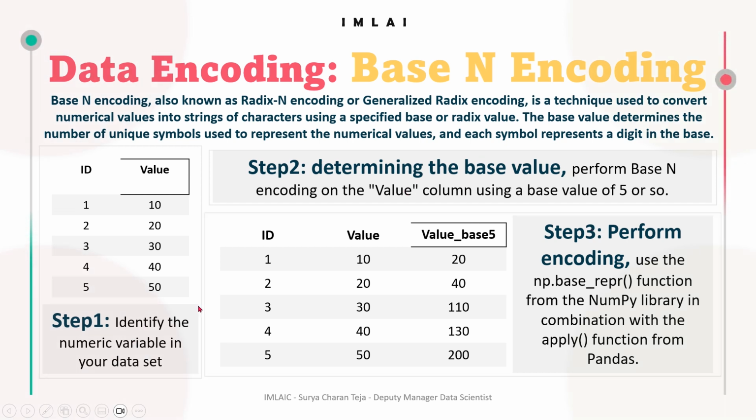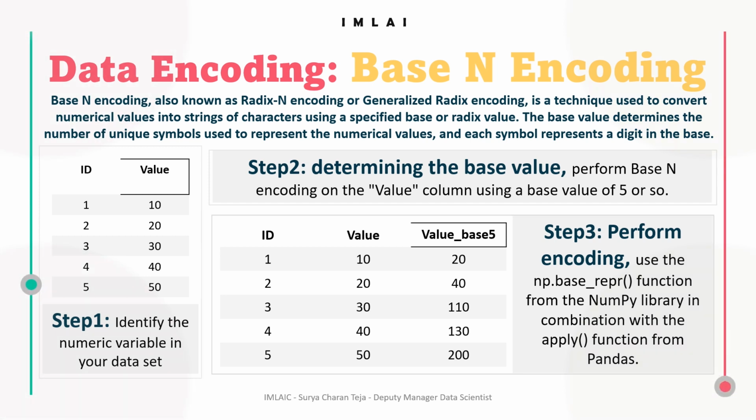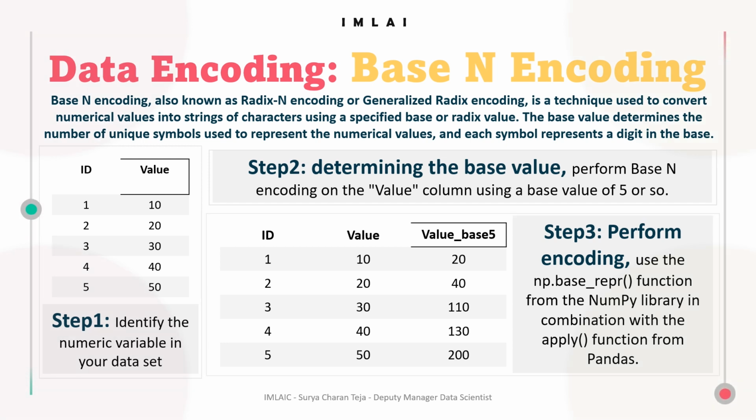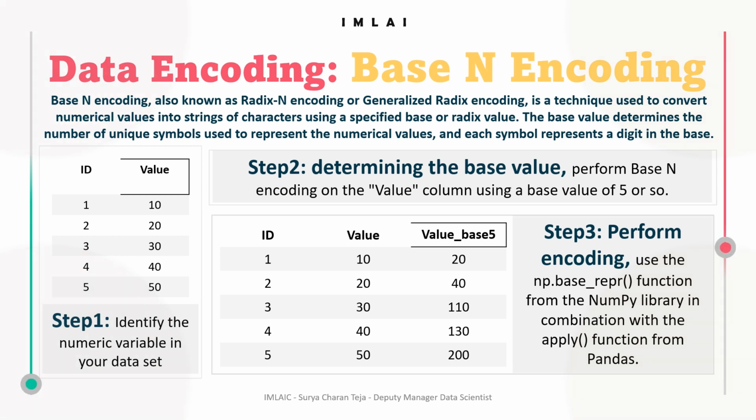So step 1, identify the numeric variable in your data set. Step 2, determine the base value. It could be 5, 10, whatever you want. Step 3, perform the encoding using the base function from NumPy, and the apply function from pandas.